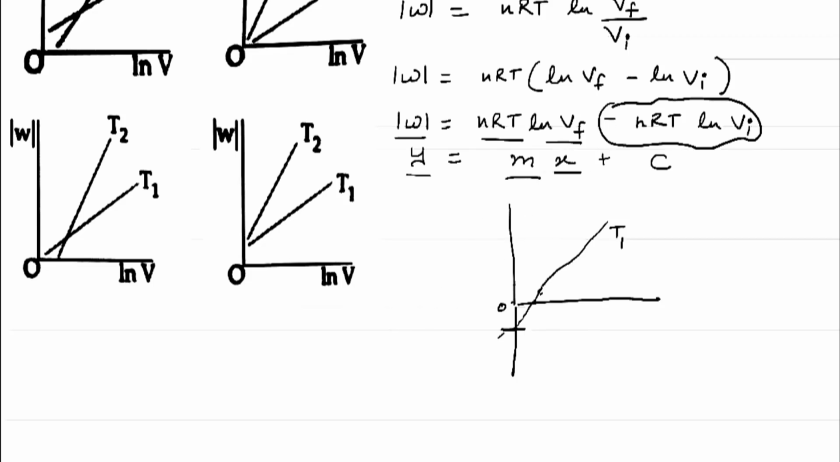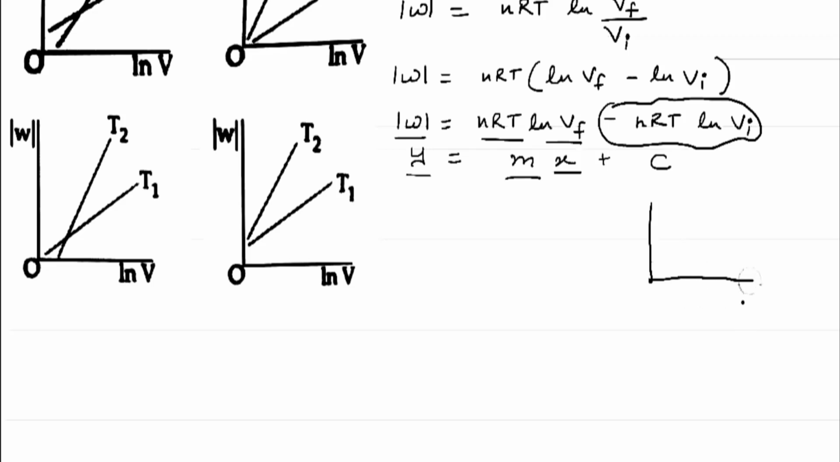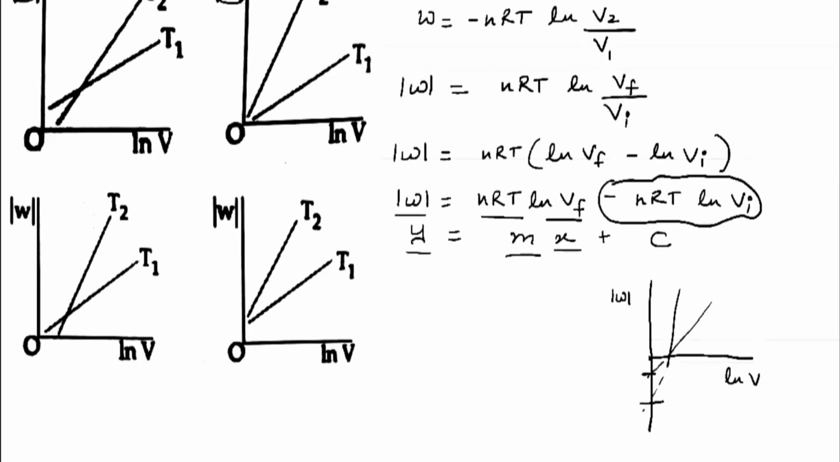Let me rub this off and draw it again because there was a little bit of confusion. Here is your final volume, here is mod of work, and the temperatures would be put up over here. Definitely on extrapolation in the downward direction, you would be able to see that the values would be negative. So accordingly, we would be analyzing our plots given.